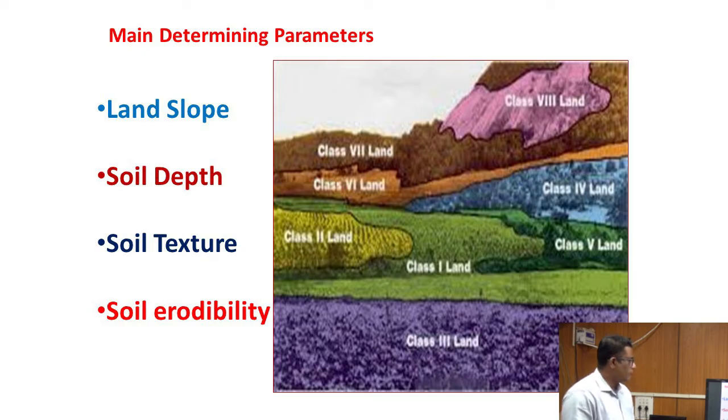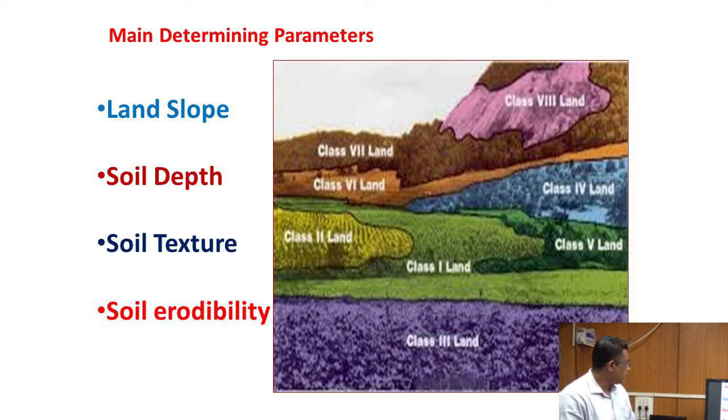So in such land, these two parameters as well as soil texture matter. What is the best texture which is suited for agriculture? Should it be clay? No. Should it be sand? No. It should be a mixture of clay, sand and silt in more or less equal proportion. In such land, you will find almost equal proportions of sand, clay and silt, or loamy soil as we call it, which is considered best. So class 1 land has such soil.